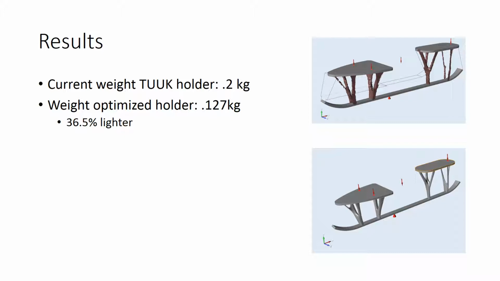On the right, the upper image is the actual result of the mass minimization topology run, and the bottom image is a polynurbed model. This smooths out any rough edges and makes it more manufacturable.